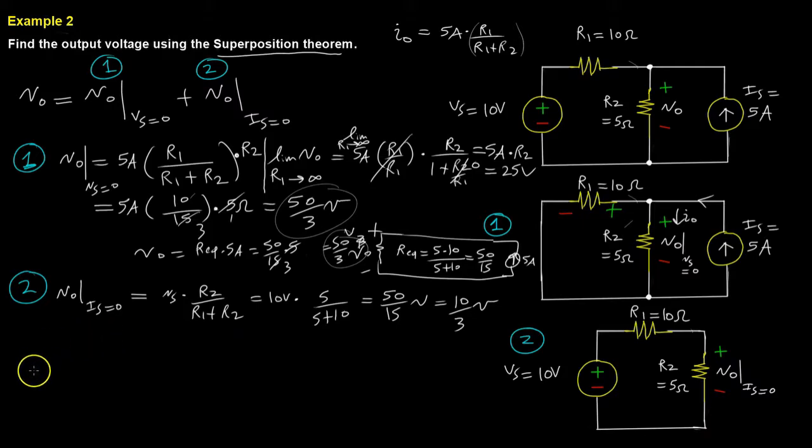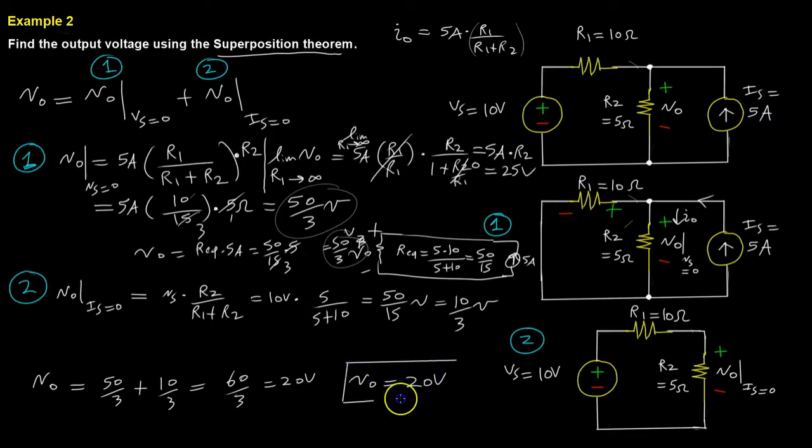And so the final answer is that the output voltage is equal to the first case plus the second case. So you have 50 over 3 plus 10 over 3, which is 60 over 3, which is equal to 20 volts. V out is equal to 20 volts using the superposition principle.